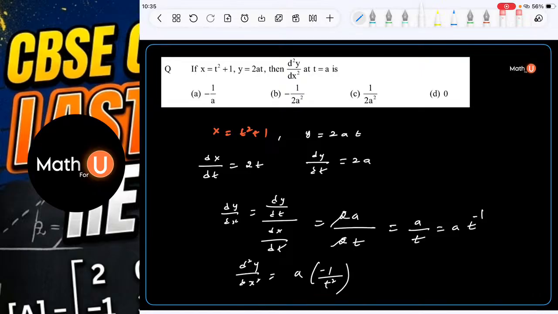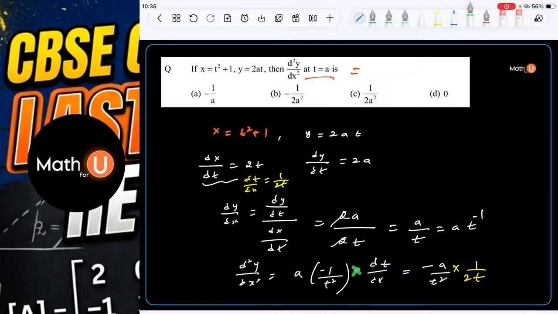Now at t is equal to a, what is the value we get? In place of t replace, and again t is a dependent variable, so you should multiply dt by dx, that is nothing but minus a by t square. What is dt by dx? See, reciprocal of this, we get 1 by 2t. That is nothing but 1 by 2t.